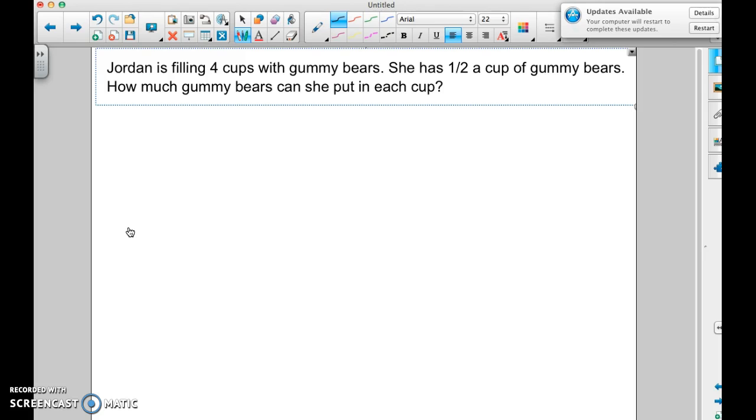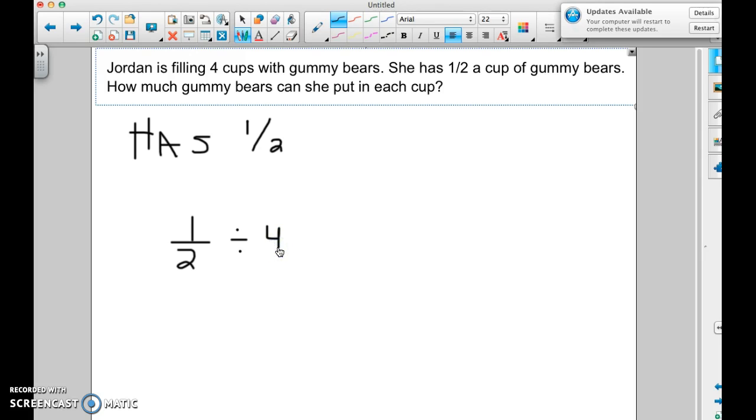Jordan is filling 4 cups with gummy bears. Okay, so does she have 4 cups of gummy bears, Madison, right now? No, she's filling 4 cups. Can you see how people could get that confused? She has what? She has half a cup, right? So what am I really doing there? Am I dividing that half by 4 cups? Yeah, I'm actually dividing the half. So this time the half is divided by 4.